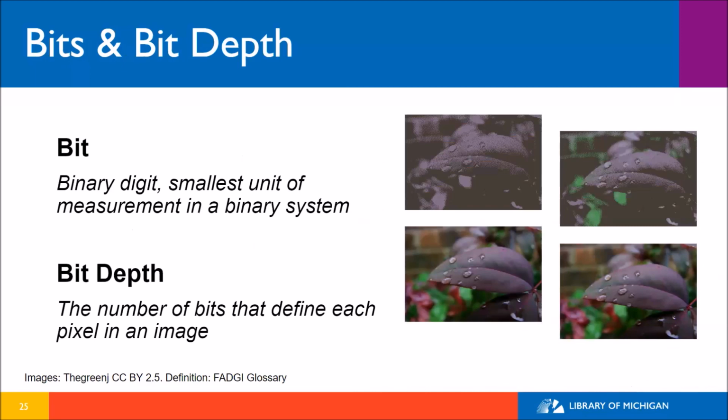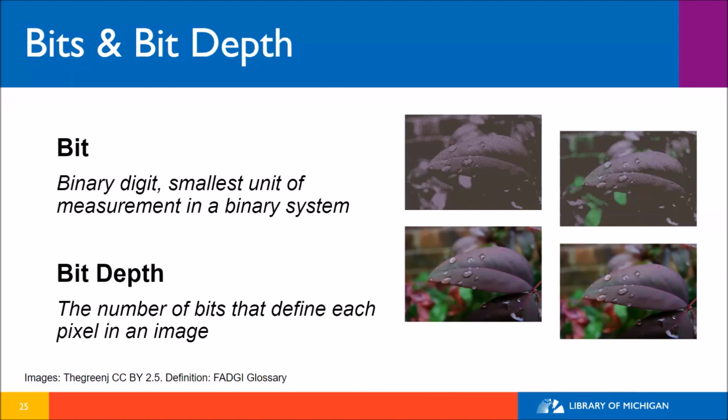So there's more to scanning than just determining an item's resolution. If the resolution is the quantity or the number of pixels, everything after that can be considered the quality of those pixels. So pixels are made up of bits. A bit, or a binary digit, is the smallest unit of measurement in a binary system. Bits are represented as either a 1 or a 0. The number of bits, or the number of ones or zeros that define each pixel, is known as its bit depth. The higher the bit depth, the more information can be represented in that pixel.